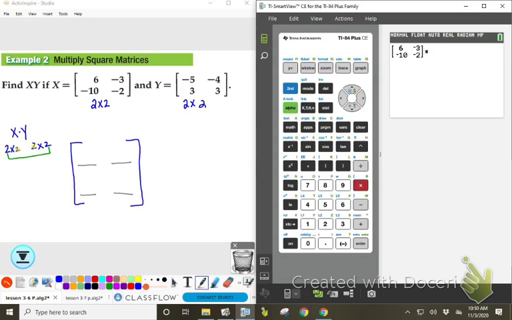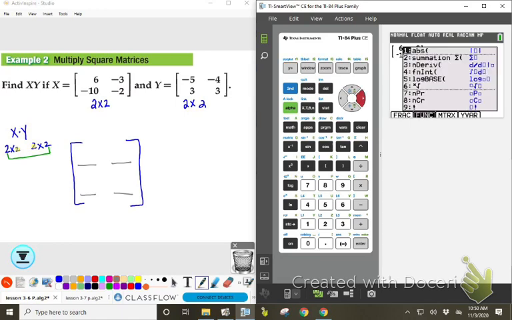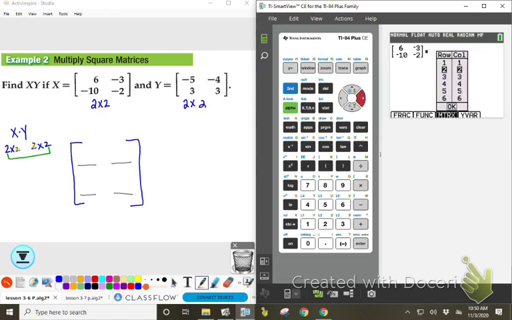Now I need to get another 2 by 2 matrix. So I'm going to hit alpha Y equals, arrow over twice. Okay, I need another 2 by 2. It's already highlighted 2 by 2, so I'm just going to hit enter. So it gave me an empty 2 by 2 matrix. Now I'm going to type in Y: -5, -4, 3, and 3. Again, I never hit enter when I was typing in those numbers.